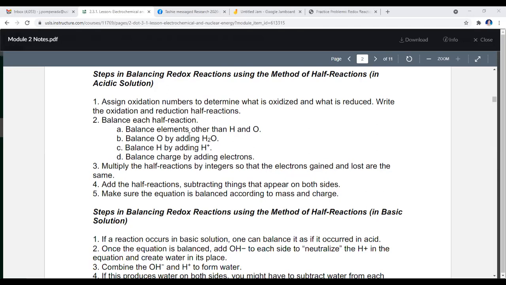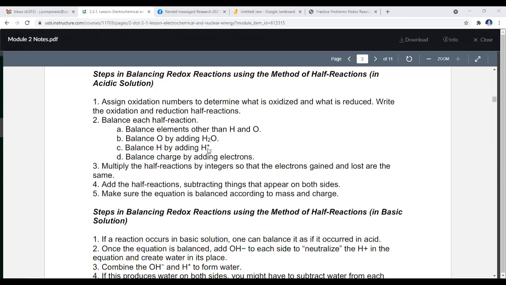Now, this will be another concern again. If you add H plus, then the net charge on a particular side will not be equal to the net charge on the other. How do you make them equal? You can make the charges on the left side and the right side of your chemical reaction equal by adding electrons. So you need to add electrons on a particular side. That way, the charge on that side would be equal to the other side. So take note of how you're going to balance oxygen, hydrogen, and the charge, the H plus charge, in your half reactions.